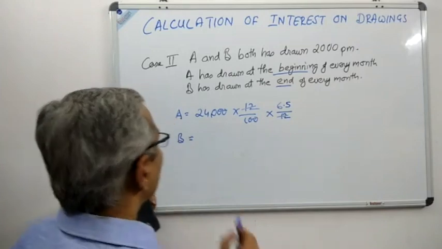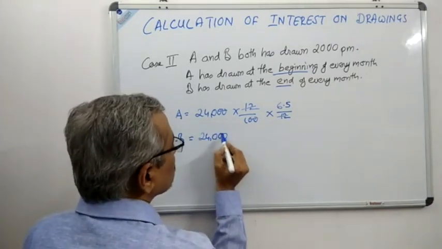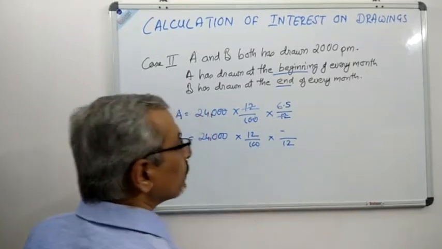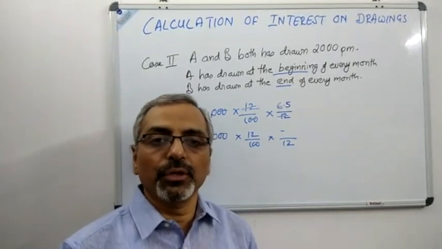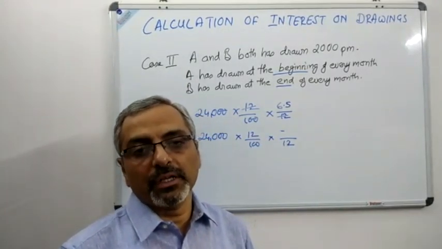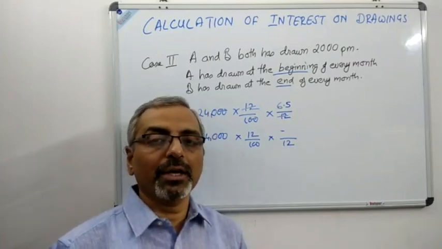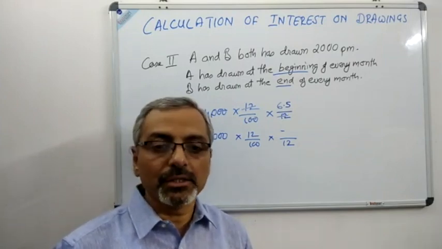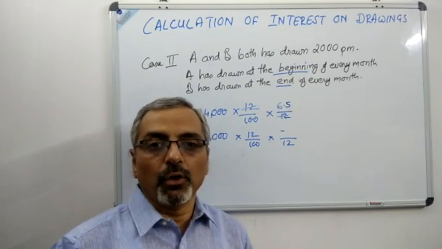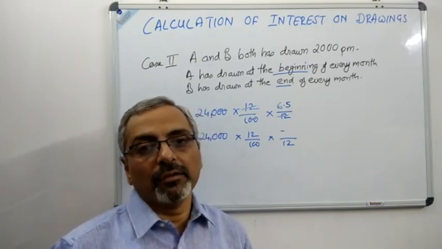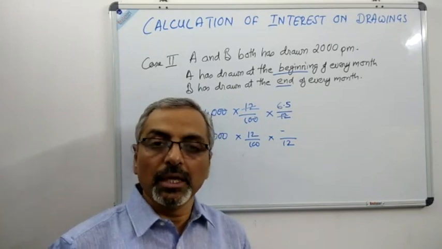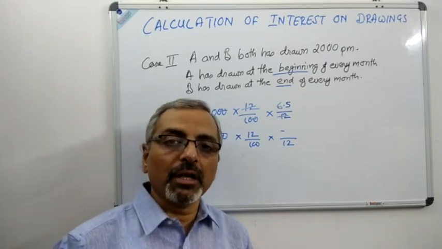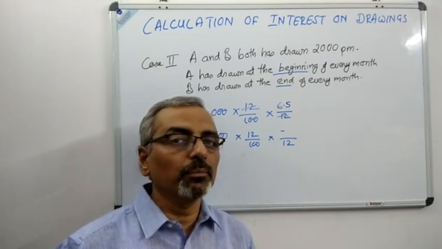Now B, you can see, has also drawn 24,000 into 12 by 100 into how many months? Let us see over here. Now the time left of the first drawing is 11 months and the time left of the last drawing is 0 months. Why? Because the first drawing has been made at the end of April and the last drawing has been made at the end of March next year. So when this type of drawing is made, you can obviously understand that it will be 5.5 months. How? Because 11 months divided by 2. The time left of the first drawing was 11 months, the time left of the last drawing was 0 months, so 11 divided by 2 will be 5.5 months.